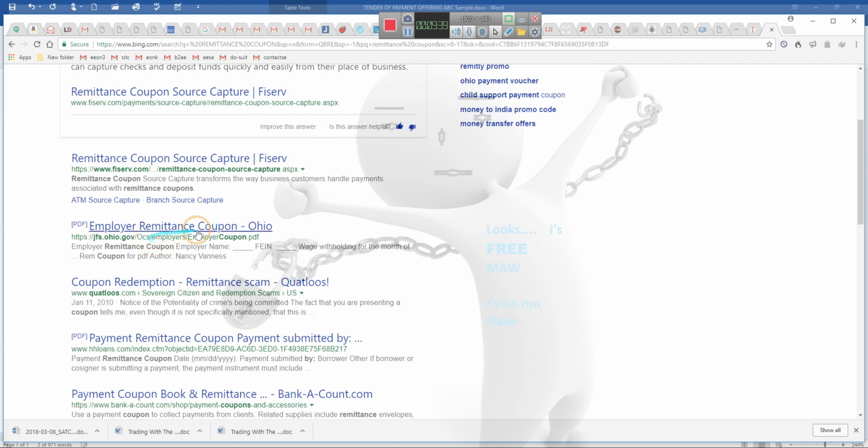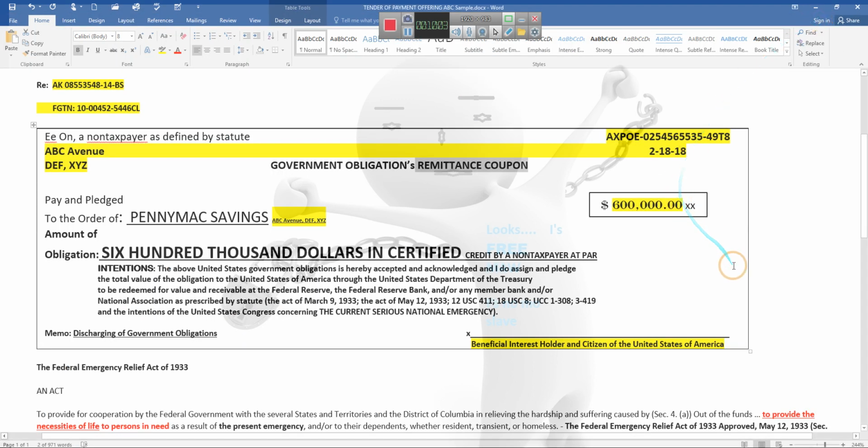Okay, see this? Employer remittance coupon, Ohio. Coupon redemption. That's all we are doing. It's redeeming a government obligation. Payment, remittance coupon, payment submitted by. Okay, we're not putting all that language because there's no need to. Hold on. There's some information I can't give you because some of the information I made proprietary for SATCOM. So sorry. All right. Remittance coupon, ladies and gentlemen, is a government obligations remittance coupon. By the way, I put myself as a non-taxpayer as defined by statute. Okay. Just that simple.